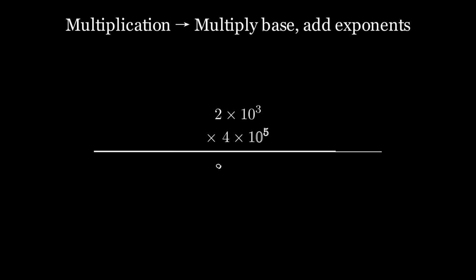To multiply numbers in scientific notation, multiply the base numbers and add the exponents. Multiply 2 times 4 to get 8, and add the exponents. 3 plus 5 equals 8.